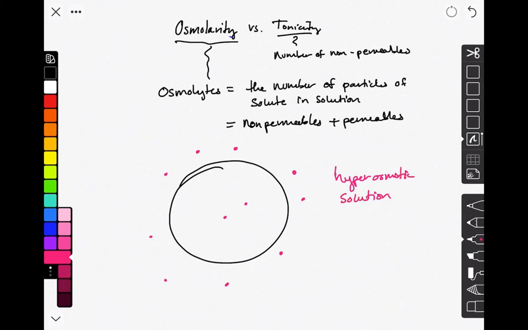Now, notice I didn't tell you if the particles were permeable or non-permeable. You don't know, but the term hyperosmotic applies here. You don't know about the tonicity. Now, if we make them non-permeable particles, then we can also call the solution hypertonic because we know that there are more non-permeables outside than there are inside.